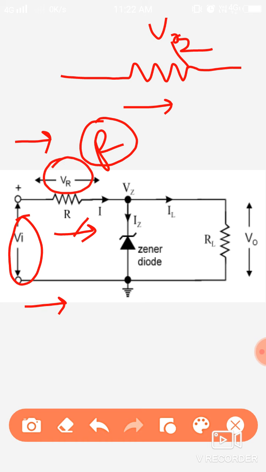Now the remaining voltage will drop at the output, at point A and point B. All the remaining voltage will drop out at V0. Then what will happen?